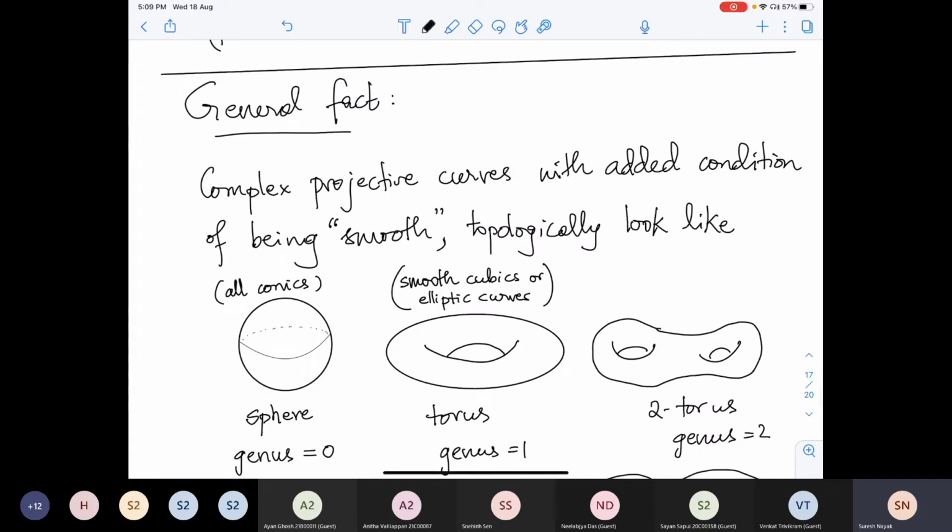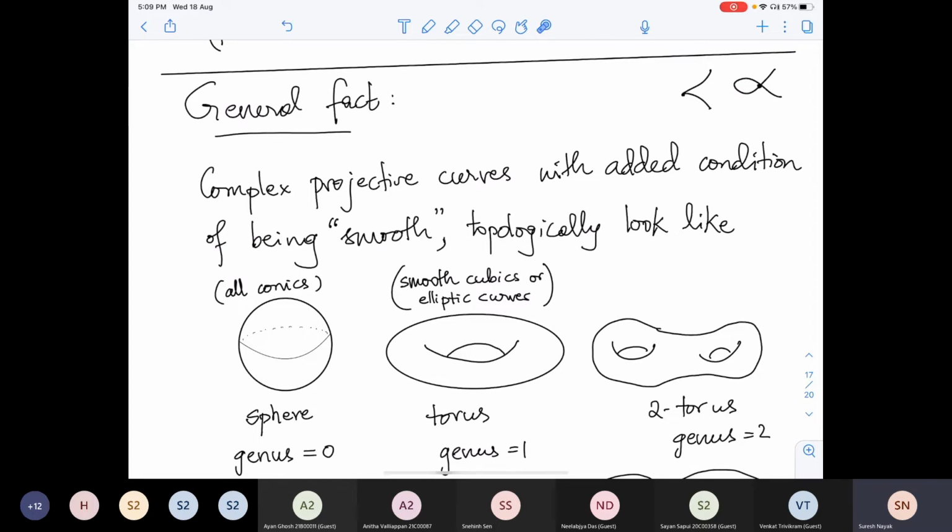So they shouldn't look like this, y square minus x cube, where there was a sharp point here, or they shouldn't look like this. If you don't allow these kinds of examples, then your locus will always have a smooth appearance. You can make this smoothness condition precise using partial derivatives and all that. There's a precise algebraic condition for that. I'll not get into that, but let's assume that one can do that.